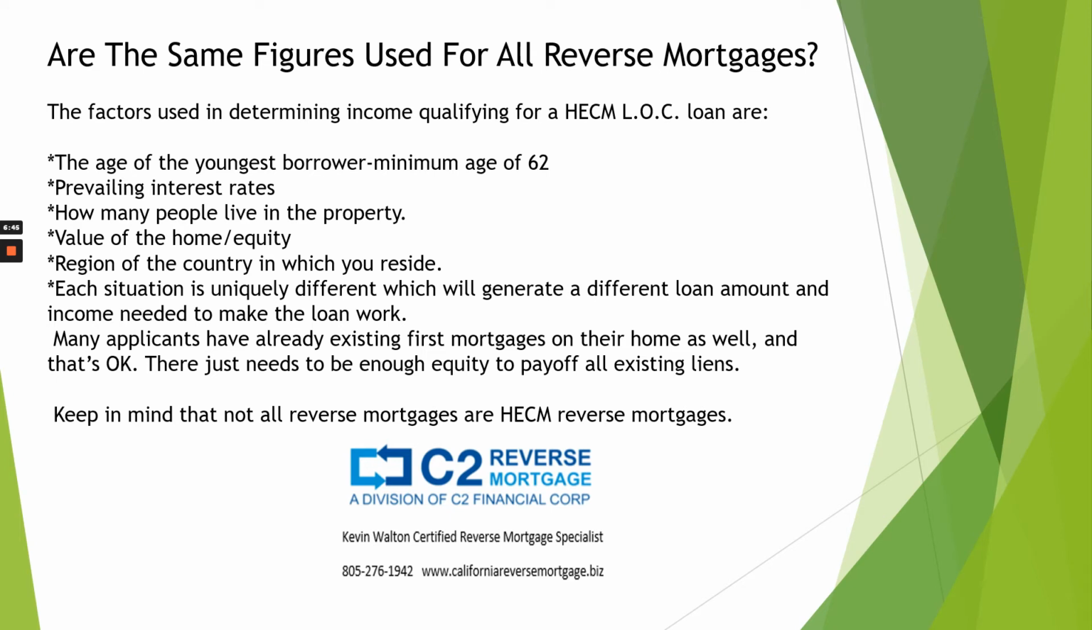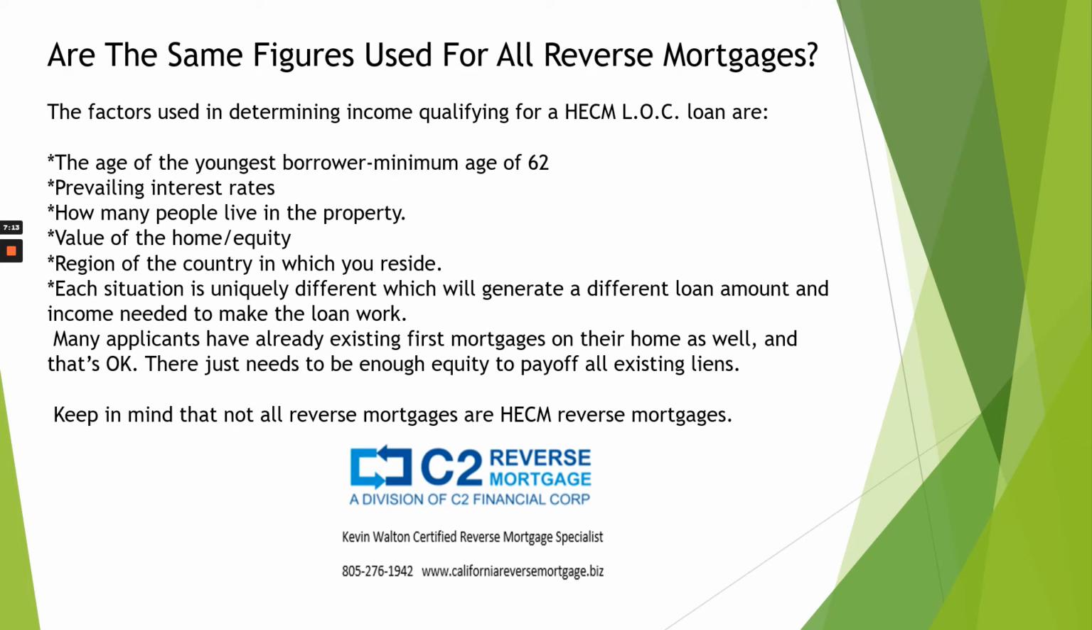So are all the same figures used for all reverse mortgages that I just went over? The answer is no. The factors used in determining income qualifying for a HECM line of credit, and again, HECM is Home Equity Conversion Mortgage, that's the federally insured version of the reverse mortgage. The age of the youngest borrower, with a minimum age of 62 for the HECM, is one of the qualifiers.